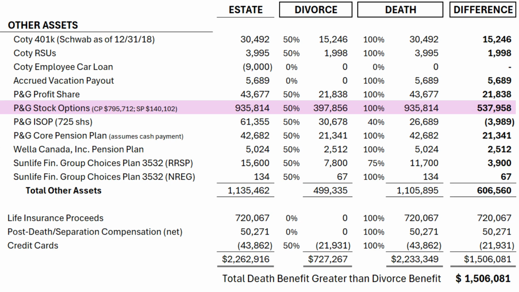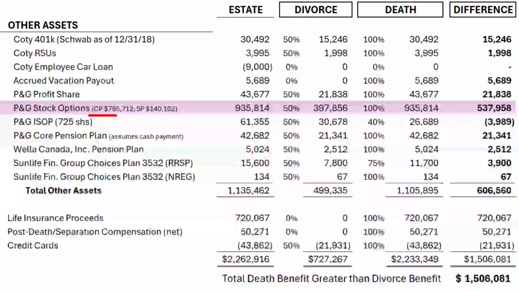So we did do that time rule calculation, and $140,102 is carved off completely for Mr. Sementilli. But $795,712 is community property. So 50% of that amount is the $397,856 that Ms. Sementilli would receive in a divorce situation. So it's 50% of the $795.